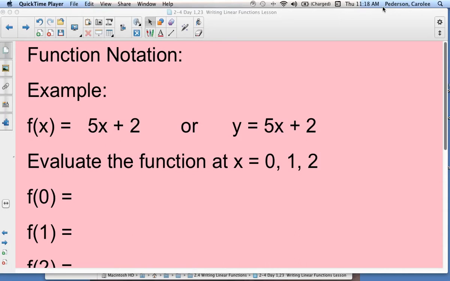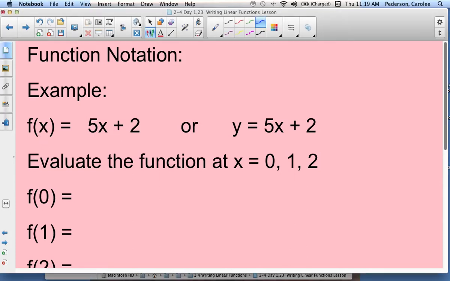Here is an example of a linear equation in function notation. And we want to evaluate the function and then graph those ordered pairs on a coordinate plane. So in function notation, you say f of x equals 5x plus 2. Or replace that f of x with the letter y, equaling 5x plus 2. They mean the same thing. This one is represented as a function.